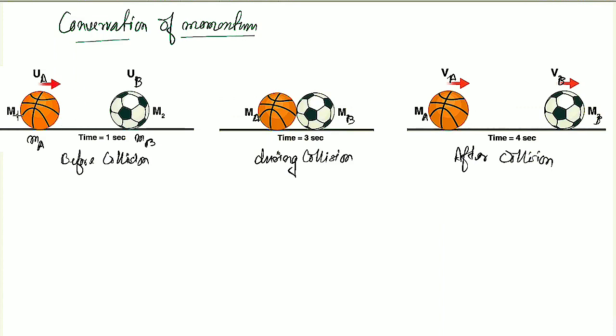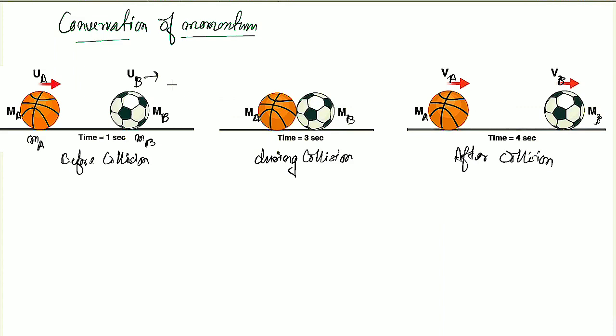This should be MA and this should be MB. We have considered two balls. This one is a basketball, this is a football, and both of them have different masses. One has mass MA, the other has mass MB. The first ball MA is moving with a velocity of UA, and the second ball has velocity UB in this direction.